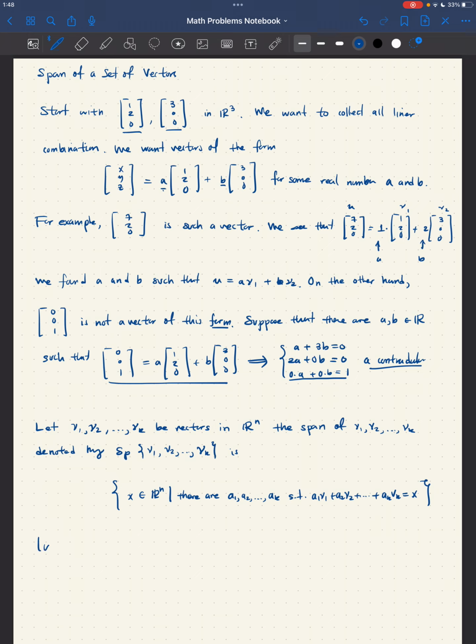In our example, what we have is that the vector 7, 2, 0 is in the span of the vectors 1, 2, 0 and 3, 0, 0, while the vector 0, 0, 1 is not. And as we have just said, we have an effective method for deciding whether a vector is or is not in the span of a given set of vectors. With this, we finish. Take care.